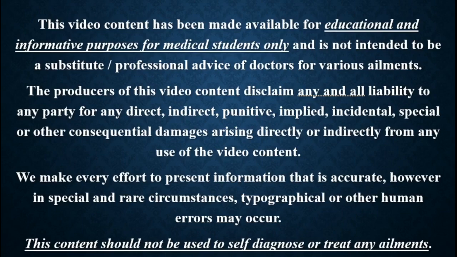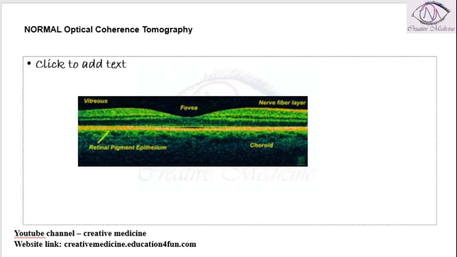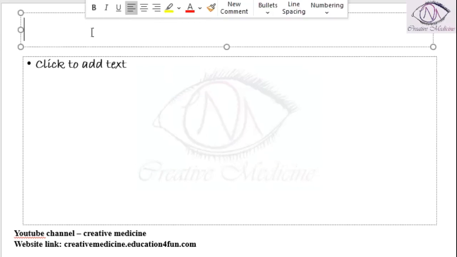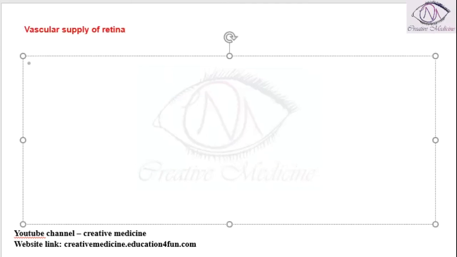In this lecture, we will learn about the vascular supply of retina. First, the retina is supplied by two things. One, we have the retinal vascular system. Second, we have the choroidal vascular system.